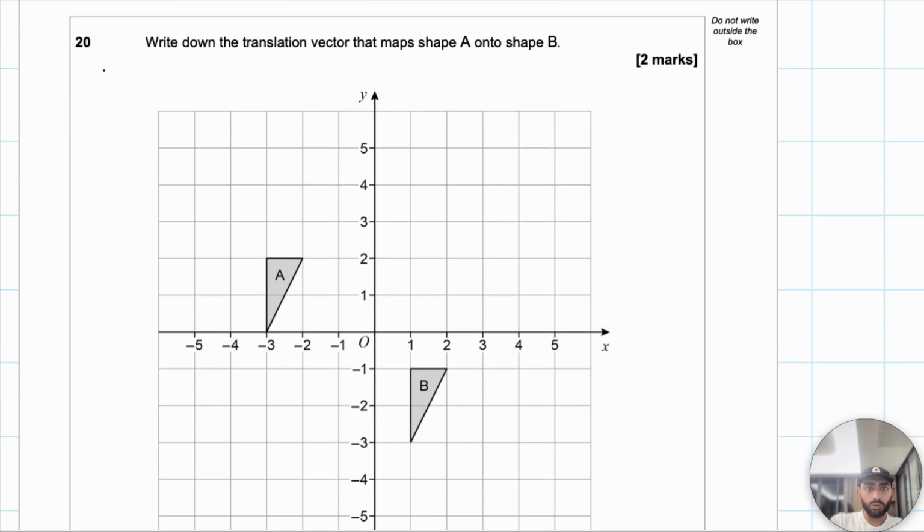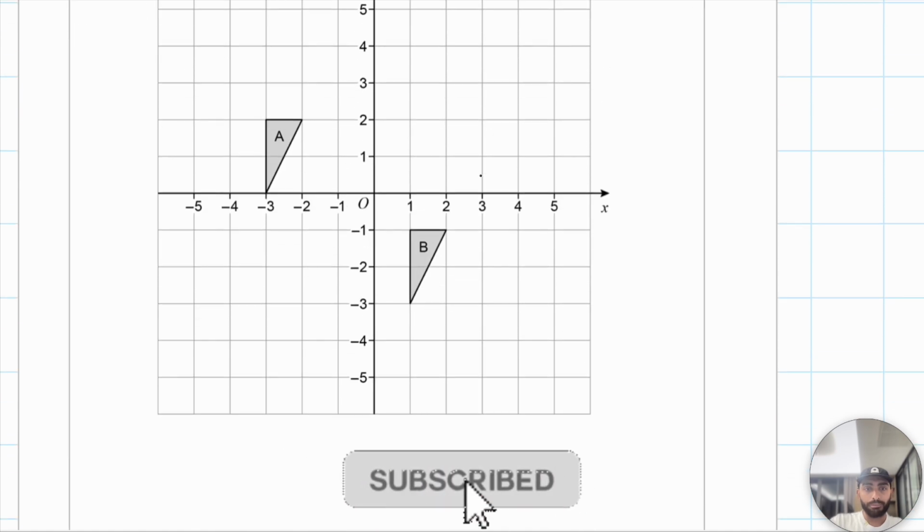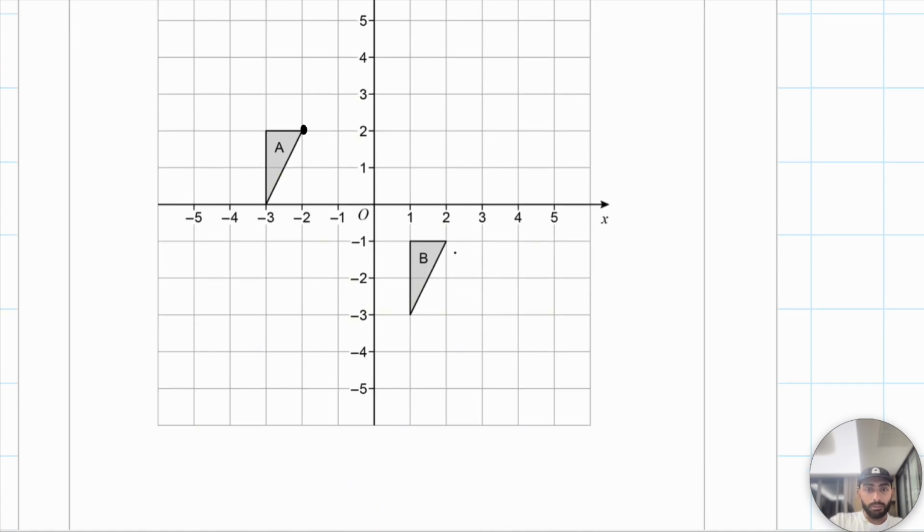Question 20. Write down the translation vector that maps shape A onto shape B. I normally look at the same point and see where it's moved. So I've gone 1, 2, 3, 4 to the right. And I've gone 1, 2, 3 down.